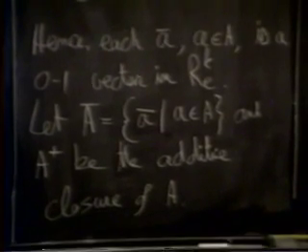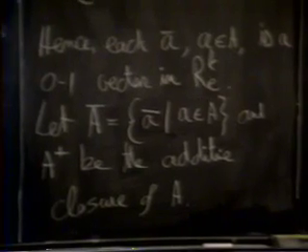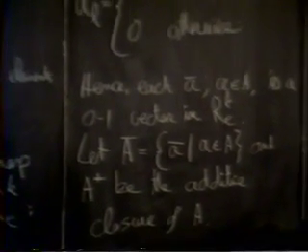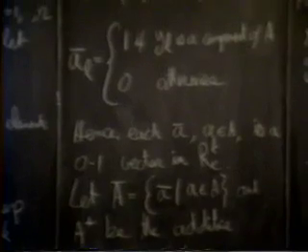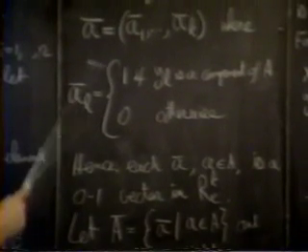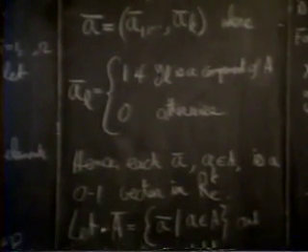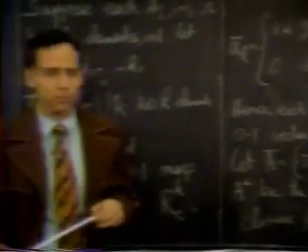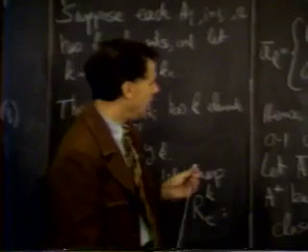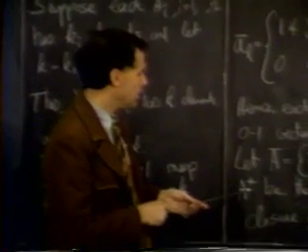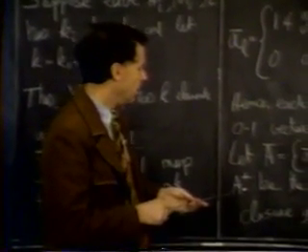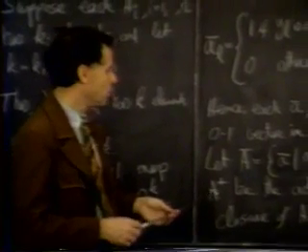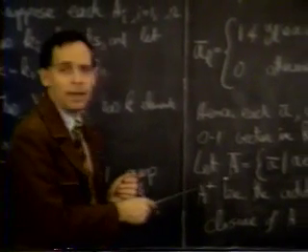What we mean by an additive closure is simply all vectors that could be obtained by adding vectors in A bar, where addition is defined normally, component-wise. Put differently, A plus is a minimal abelian semigroup that includes A bar.